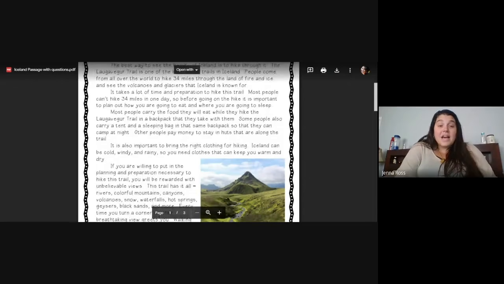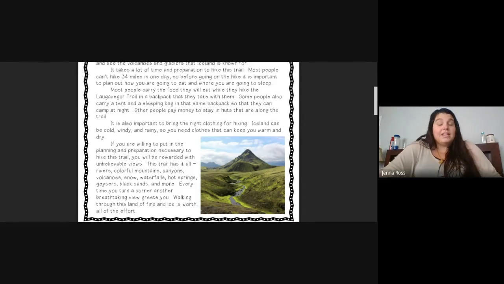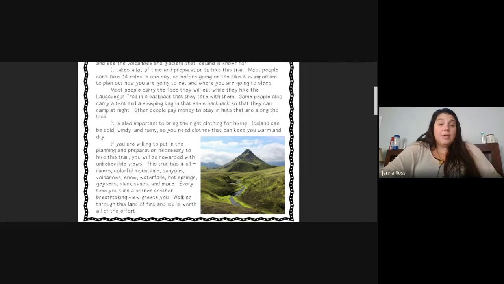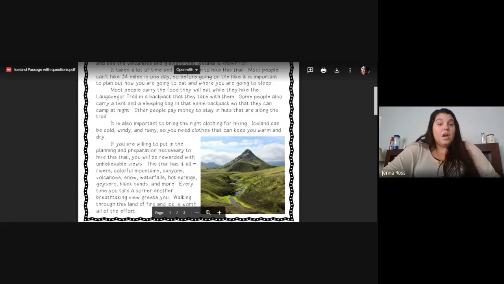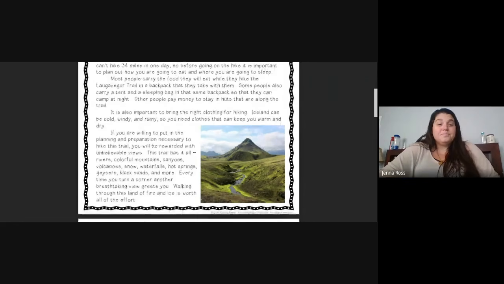It takes a lot of time and preparation to hike this trail. Most people can't hike 34 miles in one day. So before going on the hike, it is important to plan out how you're going to eat and where you're going to sleep. Most people carry the food they will eat while they hike the trail in a backpack that they will take with them. Some people also carry a tent and a sleeping bag in the same backpack so that they can camp at night. Other people pay money to stay in huts that are along the trail.